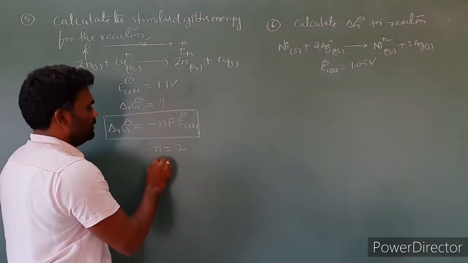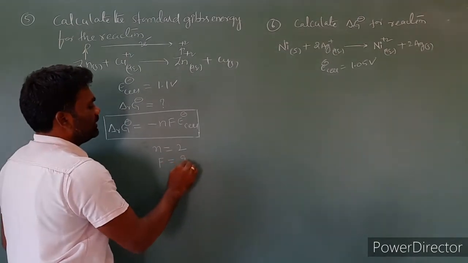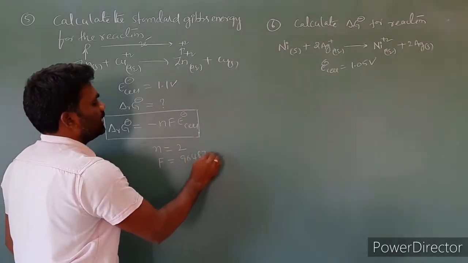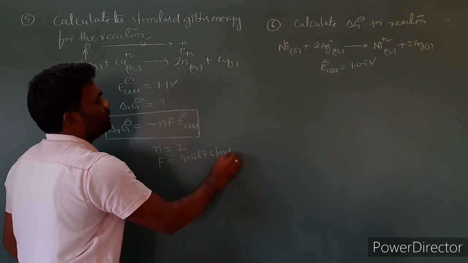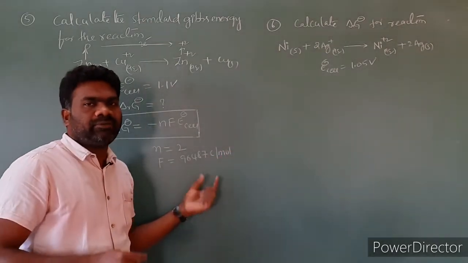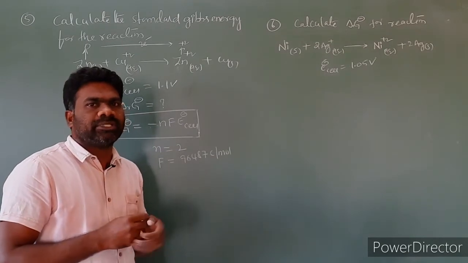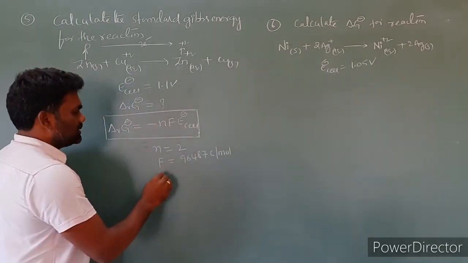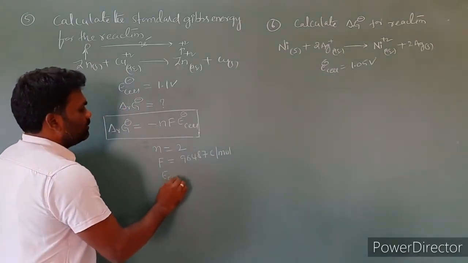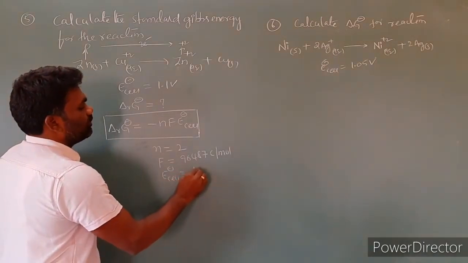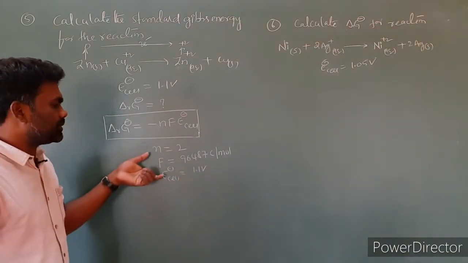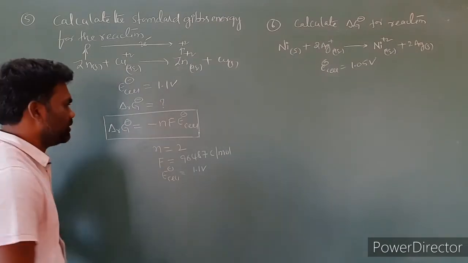So n is equal to 2. F is the Faraday constant, 96,487 coulomb per mole. We can take the approximate value also. The approximate value is 96,500 coulombs, and that value also we can use. Then the standard potential of the cell, how much is given? 1.1 volts. So substitute all these values in the given formula.